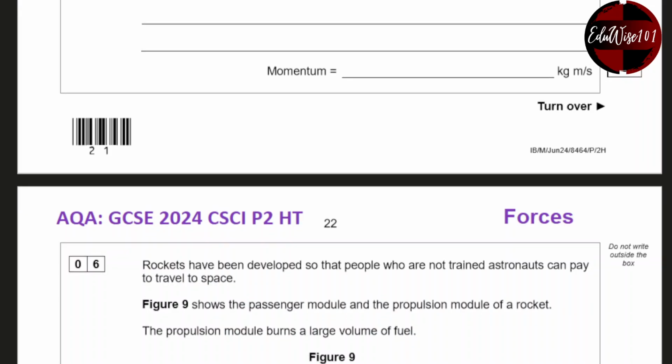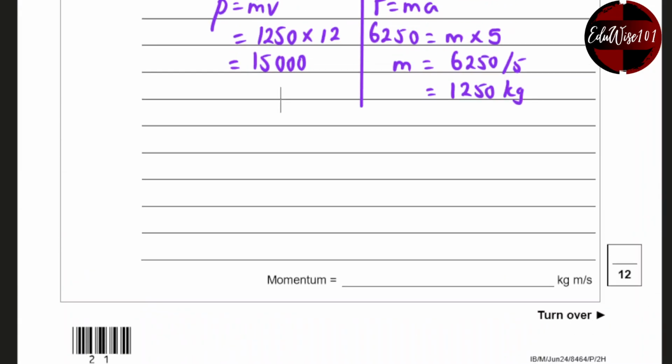Usually any question in physics, if it's a calculation, if it's more than 3 marks, it generally means that you will be required to use 2 equations.